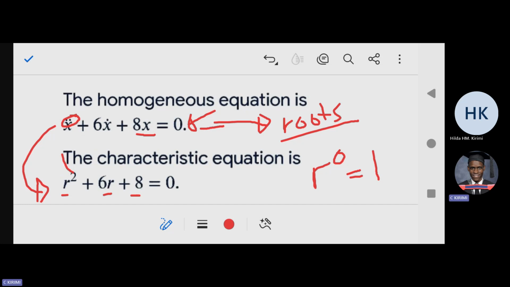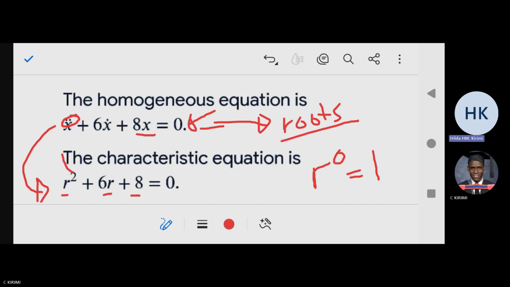Right. Now that we are in the form of a quadratic equation, you use your mathematics to solve this quadratic. Are you able to solve it? Tell me what you are going to get. R squared plus 6R plus 8 is equal to 0. Solve it quadratically, then you tell me what you are going to get before I move to the next slide.